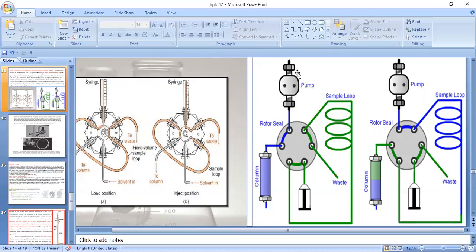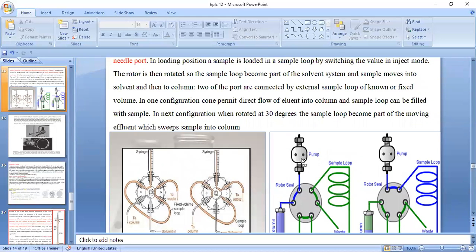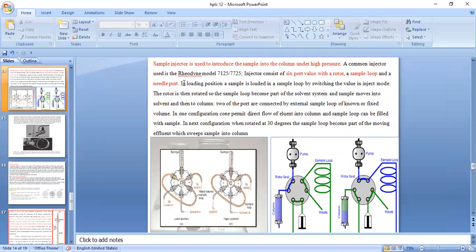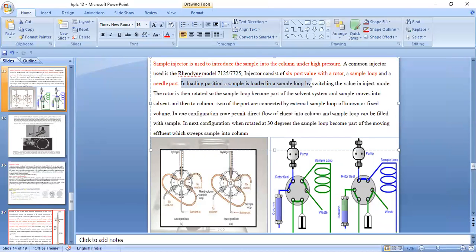Earlier, what was happening? The solvent was moving through the pump and then directly to the column. There was no sample loop. But when you rotate this injector port, it becomes the part of the system, and then the sample moves into the stream of the solvent. So this is how it actually happens. In loading position, a sample is loaded in the sample loop by switching the valve in the injection mode. Then the rotor is rotated and the sample loop becomes the part of the solvent system, and the sample moves into the solvent and then into the column.